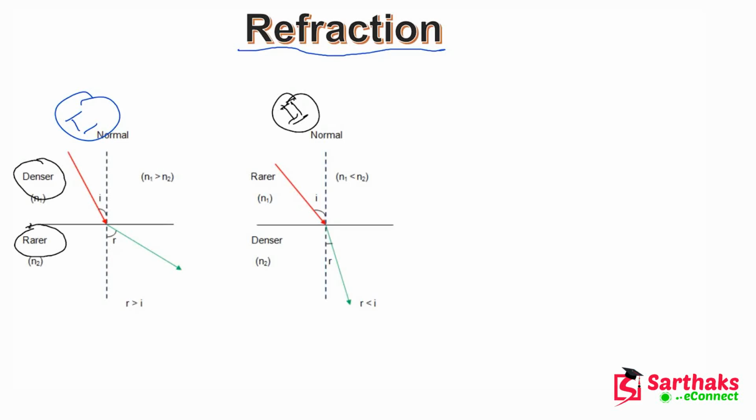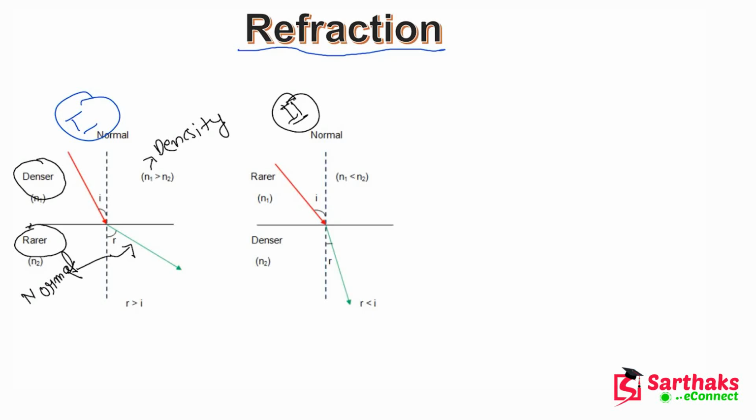Here the particles are a little bit close, but here the particles are a little bit away. So this is the denser medium, this is the rarer medium, and here the light is coming from the denser to the rarer medium. So you have to remember that whenever a light enters into a rarer medium from a denser medium, it bends away from the normal. This is your normal. And this N1 is the density.